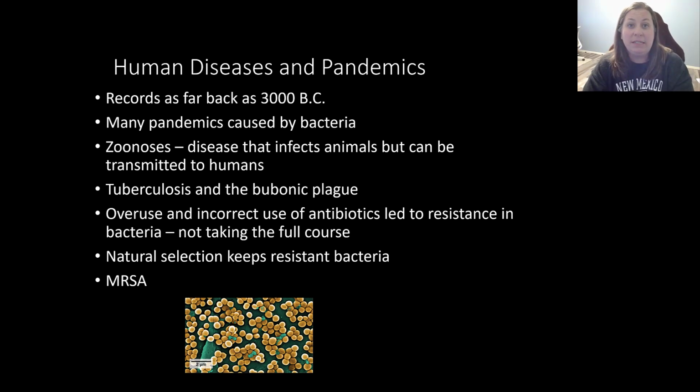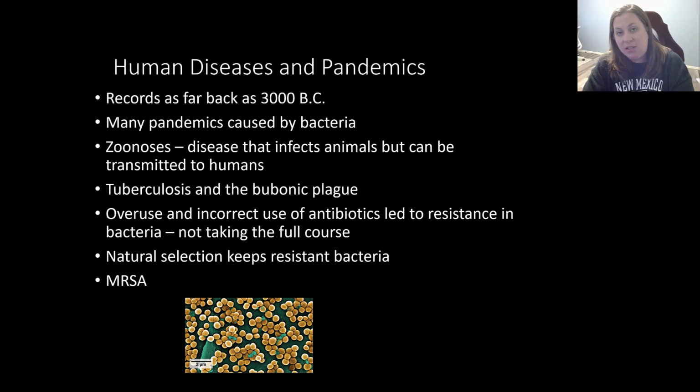All right, some other bacteria that causes human diseases. And some have even been responsible for other pandemics. Now, we're not talking about COVID here because COVID was a virus, but we are going to talk about a few. So records as far back as 3000 BC show that bacteria have been a problem and have caused issues with the human population, causing sickness or illness. We also see that many pandemics have been caused by bacteria. Others have been caused by fungus or viruses, but bacteria have been some culprits.